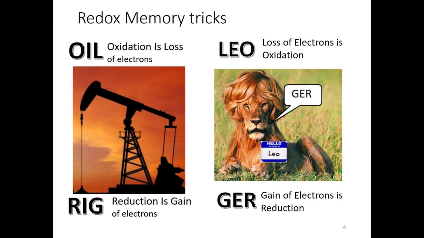So a couple memory tricks. In chemistry, I think they say oxidation is loss of electrons, reduction is gain of electrons, so OIL RIG is one mnemonic or memory trick. I like LEO the lion says GER because it tells you what you're losing. So loss of electrons is oxidation, LEO, and then gain of electrons is reduction.